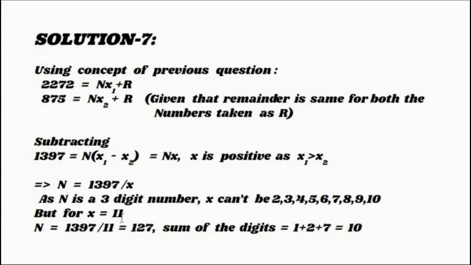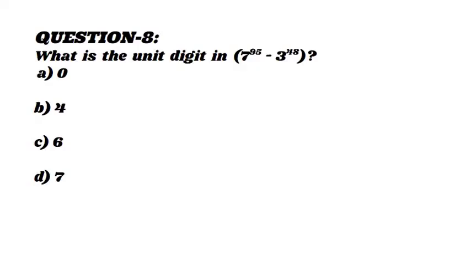Now this question involves this basic concept and presence of mind. You need presence of mind to choose x, which can only be 11 here, and the useful information in this question was that n is a 3-digit number. As I said in the beginning of this video, I will discuss another question of the same type. Now this question number 8 is similar to question number 1.